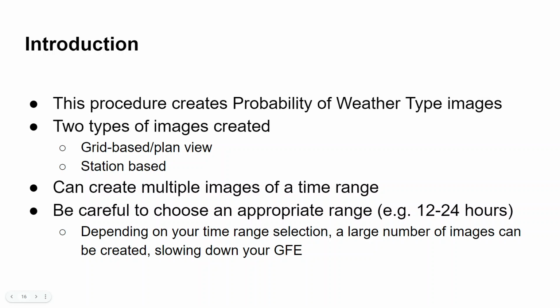CreatePotImages uses either the forecast database or the national blend of models to produce probability of weather type imagery. Two types of images can be created, either gridded or station-based. Multiple images can be created over a time range. As a result, be careful not to pick too long of a time range. A 12 to 24 hour period is a good starting point to avoid bogging down GFE.